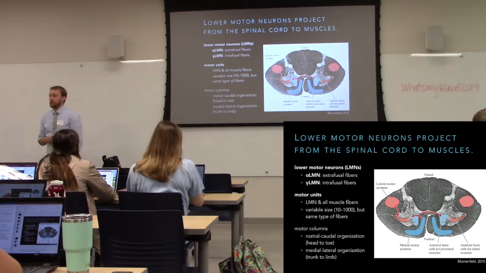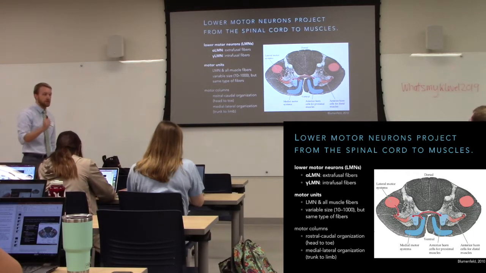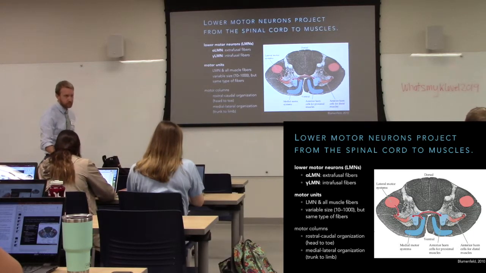So there's our corticospinal tract. That's about it. Two neurons. There's an upper motor neuron, there's a lower motor neuron. Nothing else to see here.